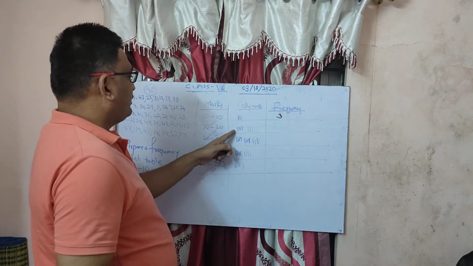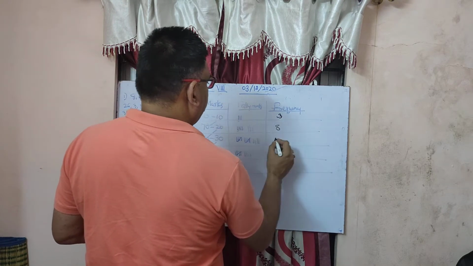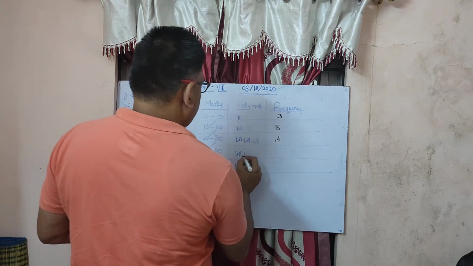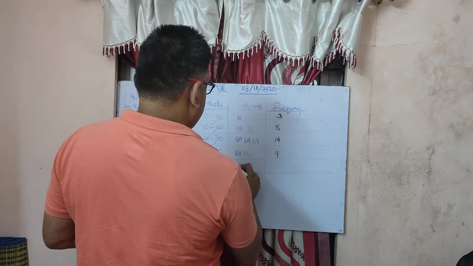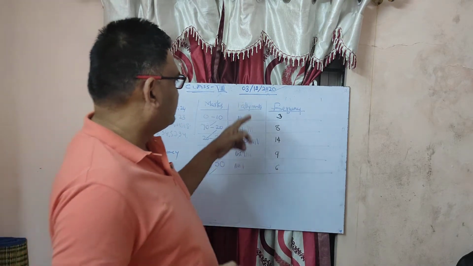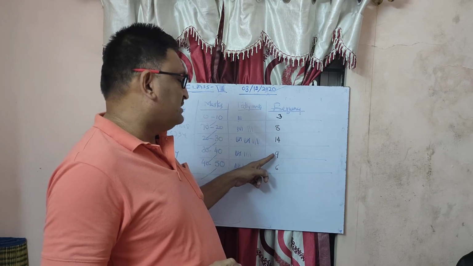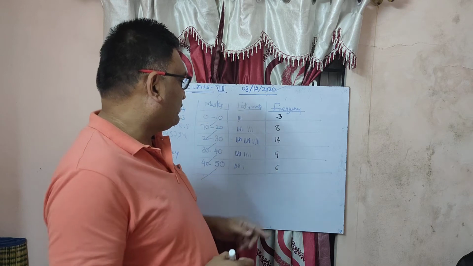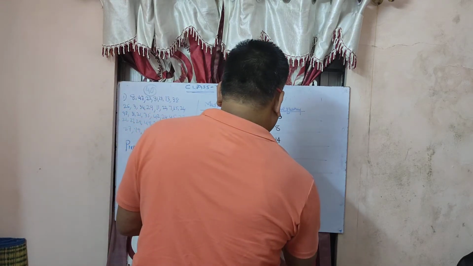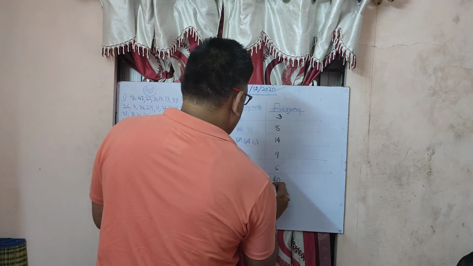5 plus 3, 8. 10, 14. 5 plus 4, 9. 5 plus 1, 6. Just count these numbers. 3 plus 8, 11. 11 plus 14, 25. 25 plus 9, 34. 34 plus 6, 40. Means the total now is 40.